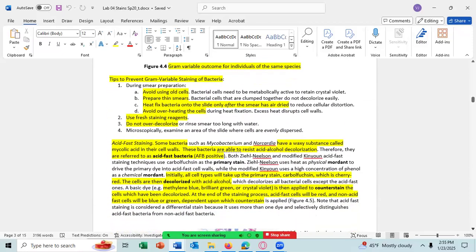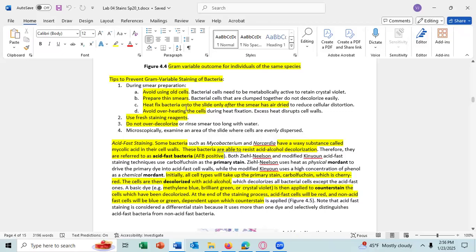So, some tips to prevent the Gram variable stain. Avoid using old cells. They should only be 2 days old or younger. Prepare a thin smear. If you have a really thick smear, it'll be difficult getting the stain all the way down to the bottom cells. And if it's really thick, it's also difficult to remove the crystal violet from the lower layers with the decolorizing step.